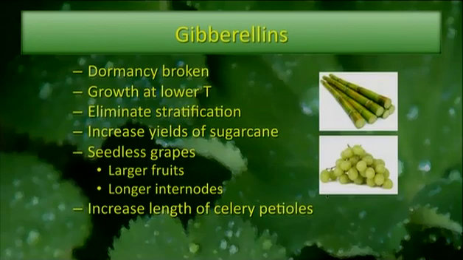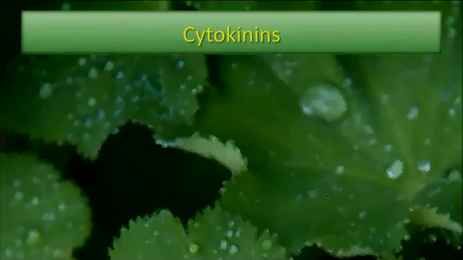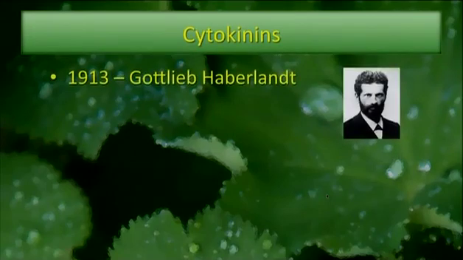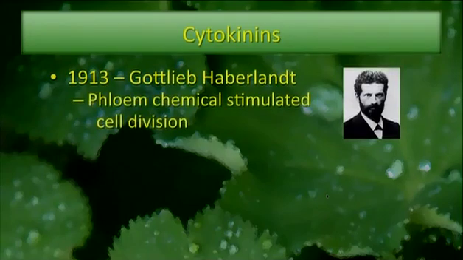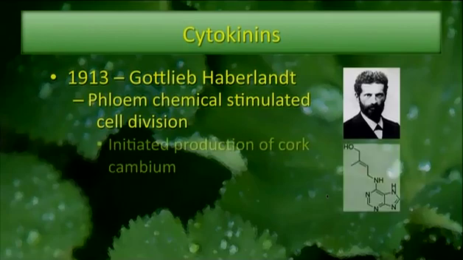So you can see that all these hormones have multiple effects, and they overlap each other, and they interact with each other too. Now, by the end of the 19th century, the botanists suspected that there was a substance that controlled or regulated cell division in plants. In 1913, Gottlieb Haberlandt of Germany discovered that some kind of phloem chemical stimulated cell division. It initiated the production of the cork cambium. Gottlieb Haberlandt.